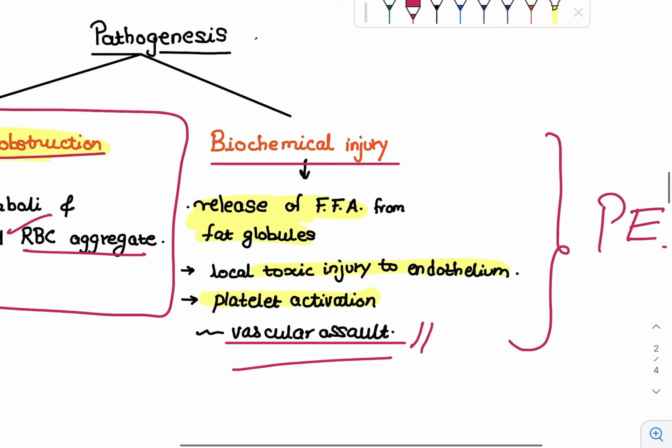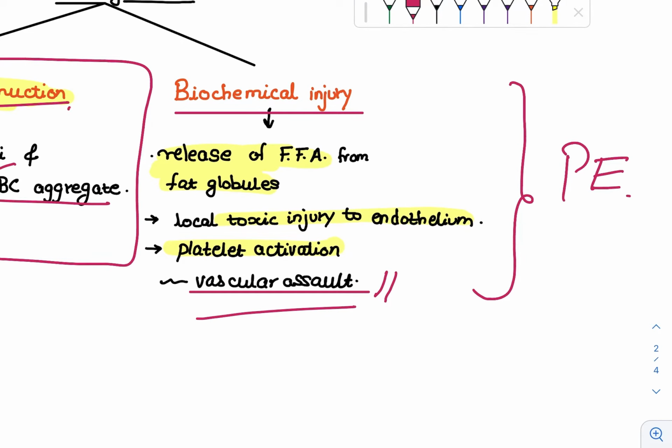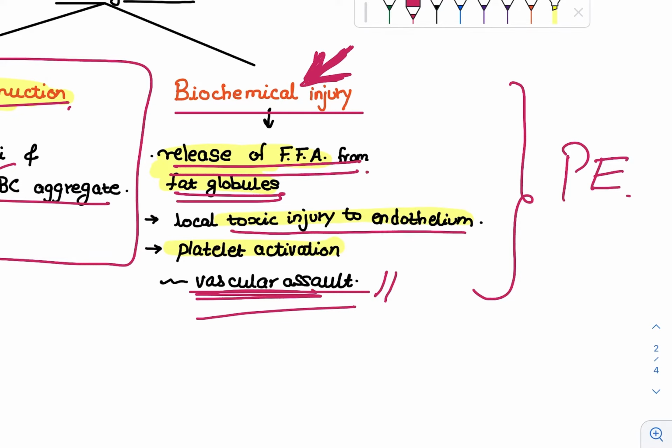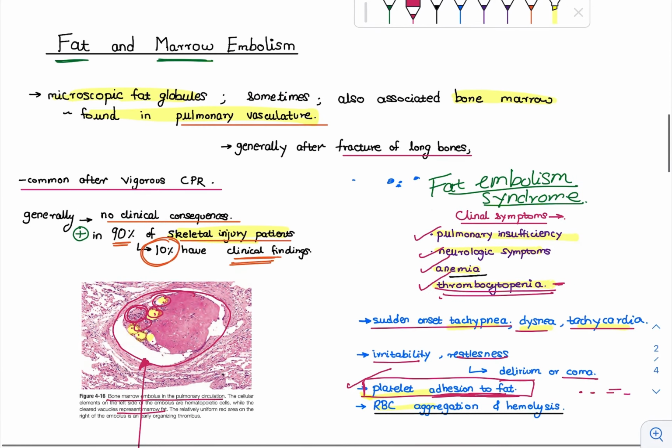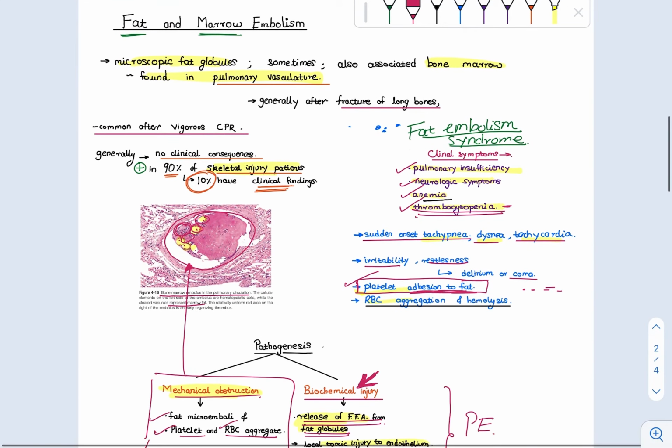However, in fat and marrow embolism, along with mechanical obstruction, which is the small part, the main reason for the clinical symptoms is the biochemical reactions which occur due to release of fatty acid from fat globules, which causes vascular assault due to toxic injuries to the endothelium. So this was about fat and marrow embolism.